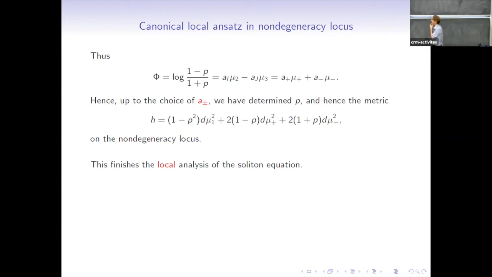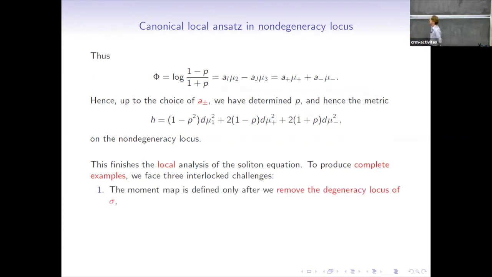But now we have to globalize the whole story. And to actually produce these examples, there are three interlocked problems that you solve. I didn't emphasize this too much, but if you're going to find the sigma, which is really g inverse of the commutator of I and J, then capital omega is the inverse of that.